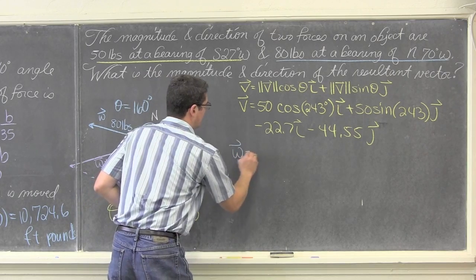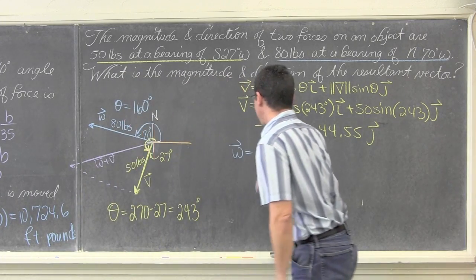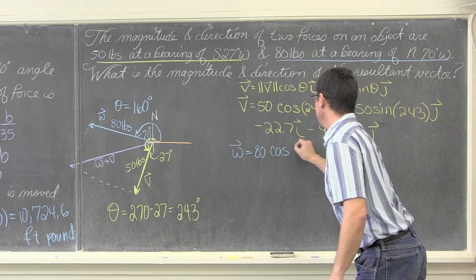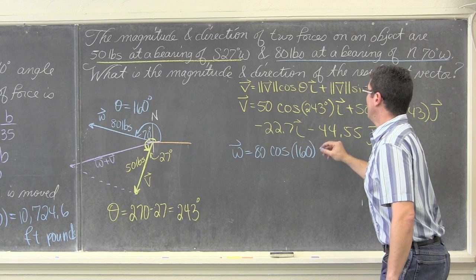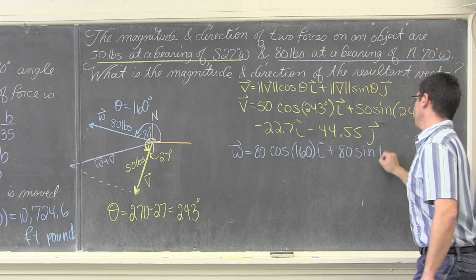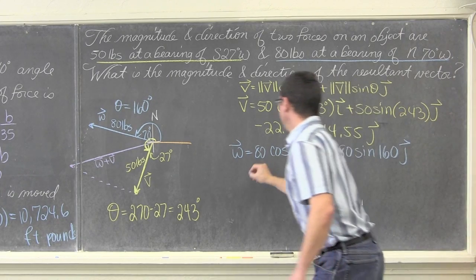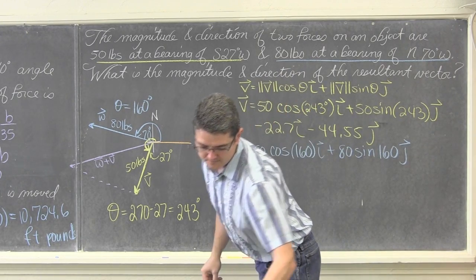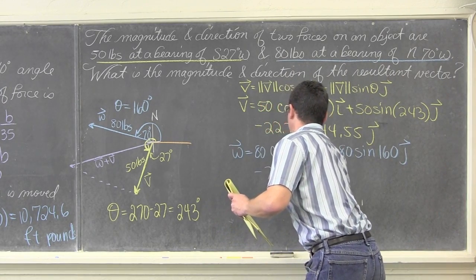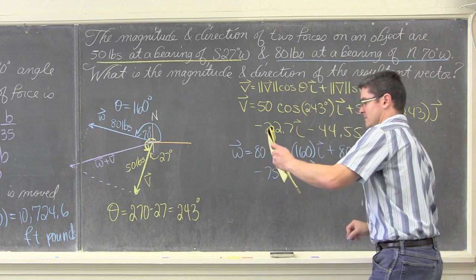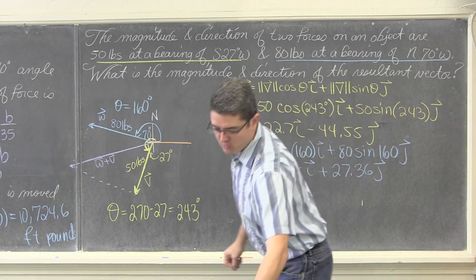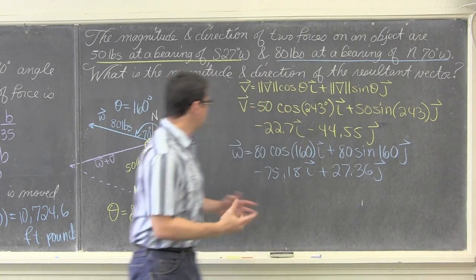So W is going to be its magnitude, which is 80, times the cosine of theta, which is 160, I plus, again, 80 sine 160, J, and then vector W is equal to, therefore, negative 75.18 I plus 27.36 J.